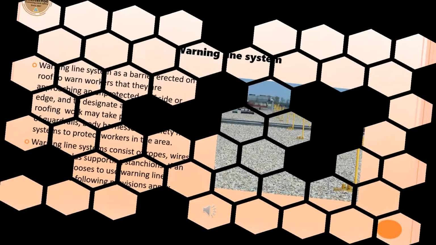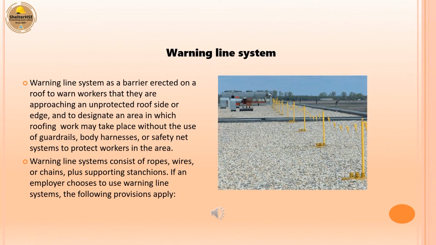A warning line system is a barrier erected on a roof to warn workers that they are approaching an unprotected roof side or edge, and to designate an area in which roofing work may take place without the use of guardrails, body harnesses, or safety net systems to protect workers in the area. Warning line systems consist of ropes, wires, or chains, plus supporting stanchions. If an employer chooses to use warning line systems, the following provisions apply.